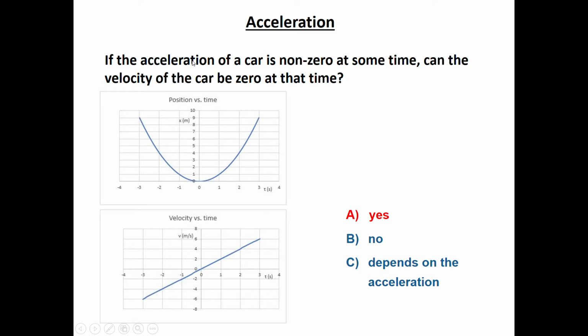Notice, now let's read the sentence again. Can the velocity of the car be zero? Well, here's a point where the velocity is zero, right? The height of that velocity versus time graph is zero at that point right there.